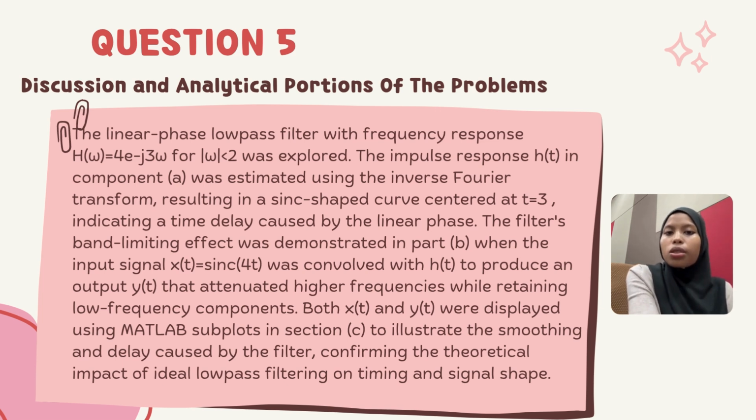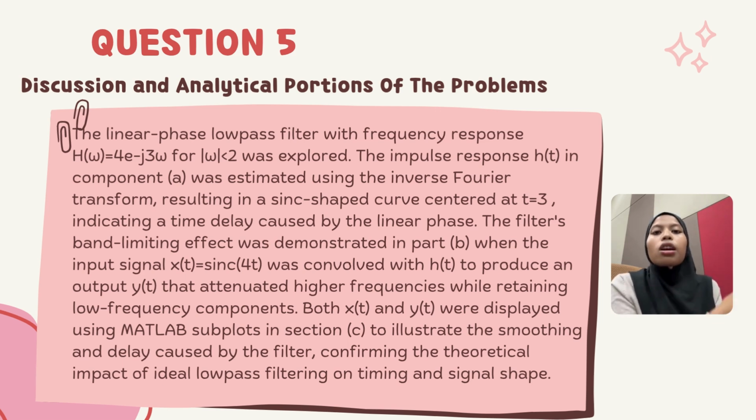The filter's band limiting effect was demonstrated in part B, when the input signal x(t) equal to sinc(4t) was convolved with h(t) to produce an output y(t) that attenuated higher frequencies while retaining low frequency components. Both x(t) and y(t) were displayed using MATLAB subplots in section C to illustrate the smoothing and delay caused by the filter, confirming the theoretical impact of ideal low-pass filtering on timing and signal shape.